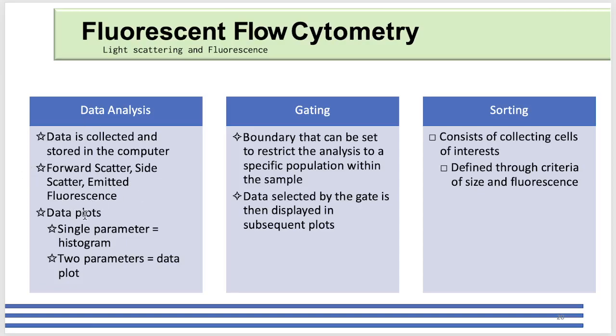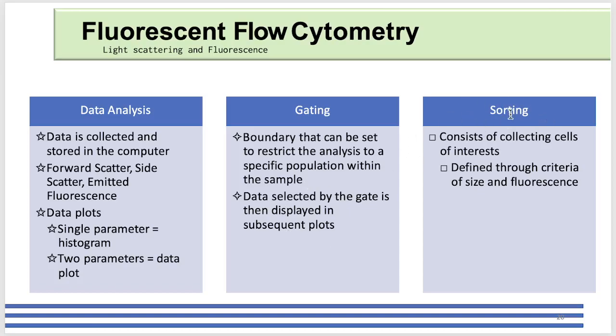Then, the data plots, if single parameter, that's your histogram. Pag 2 parameter, that's your data plot. Pag sinabi natin gating, this is actually a boundary that can be set to restrict the analysis to a specific population within the sample. The data selected by the gate is then displayed in your subsequent plotting. So again, ipiniplot naman natin yung data natin.